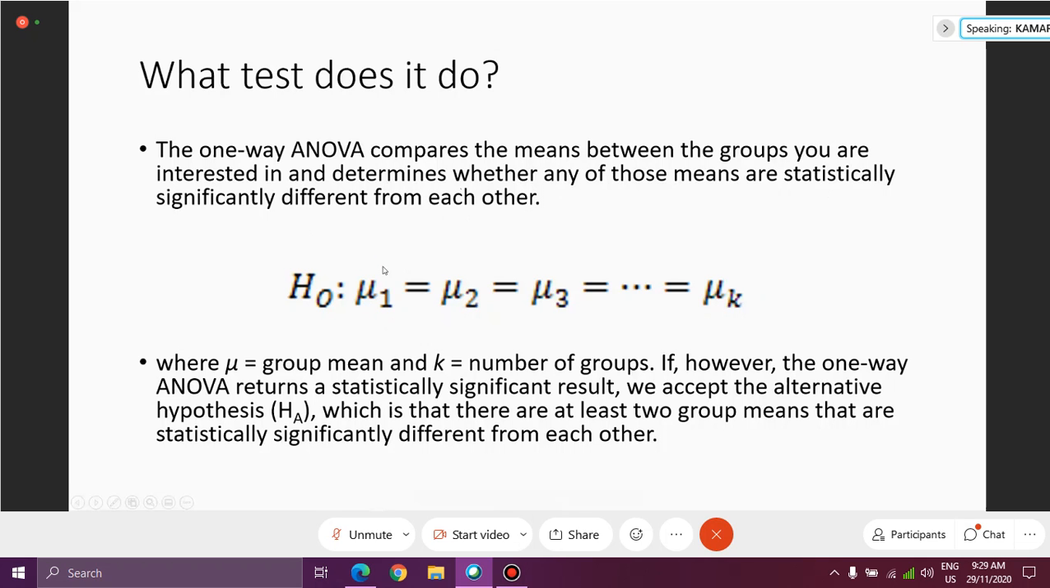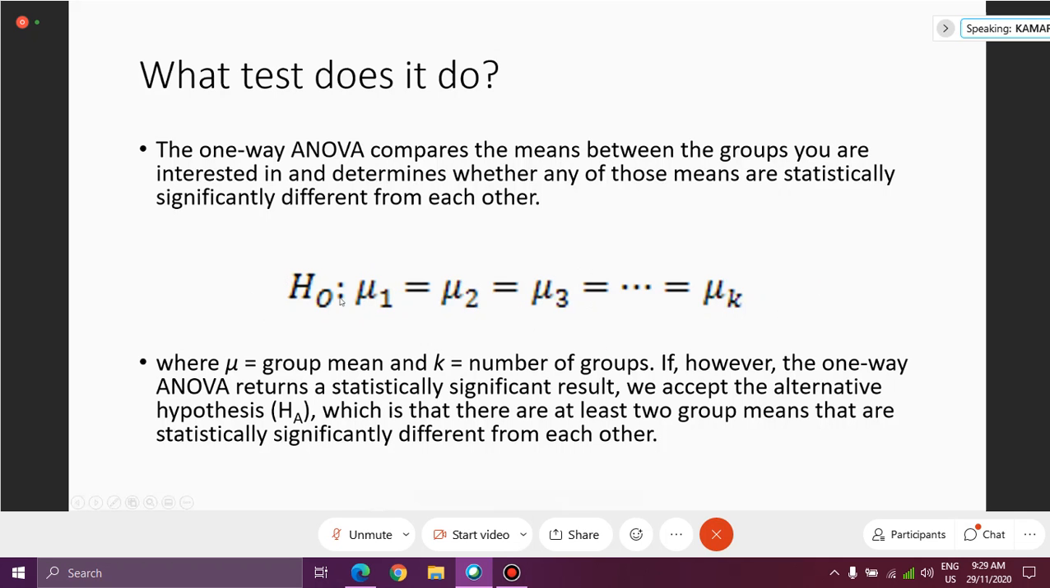For example, this is the mean, let's say BMI, body mass index. This is the mean body mass index for Malay. This is the mean body mass index for Chinese. This is the mean body mass index for Indians, and so on. So we have group 1, group 2, and group 3.